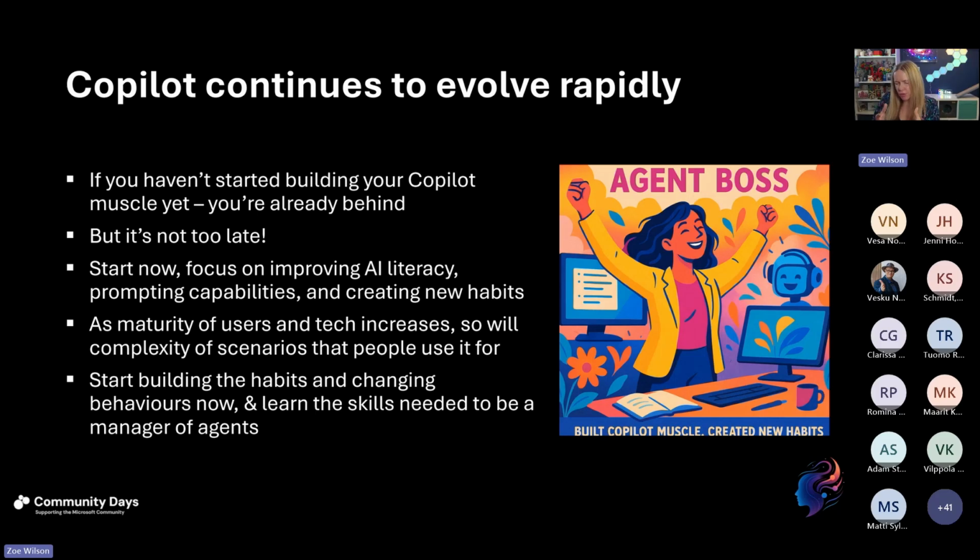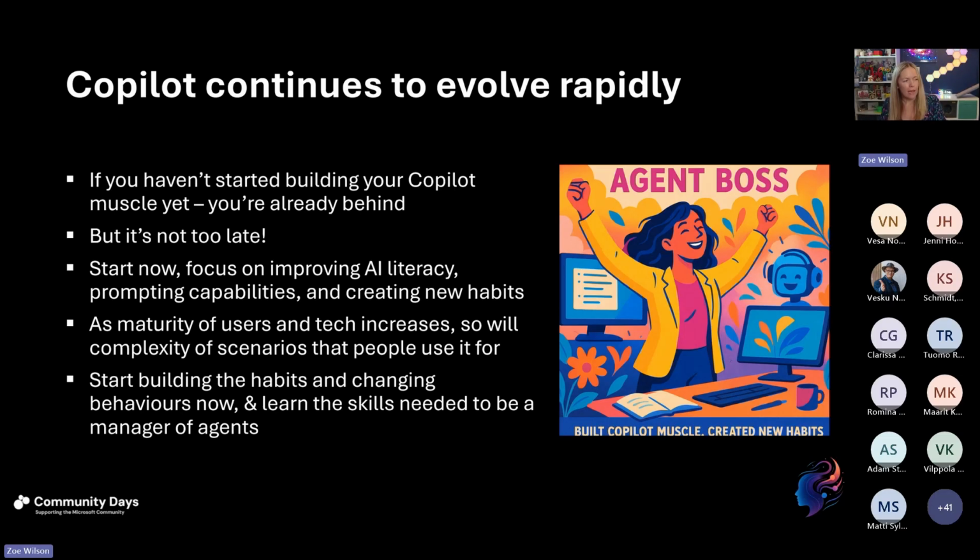And one of the things that's really interesting is that as people start to build some of these more basic capabilities, they start to identify the opportunities where they could drive additional value if Copilot was connected into a system, or if it did X, Y, Z thing. And what that starts to do is increase the complexity of the scenarios that Copilot and agents are being used for.